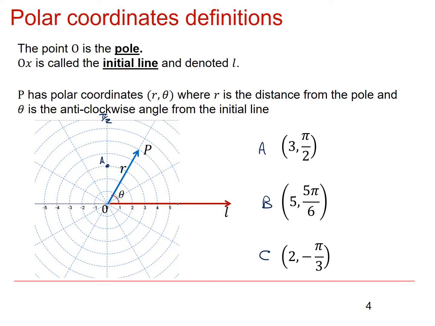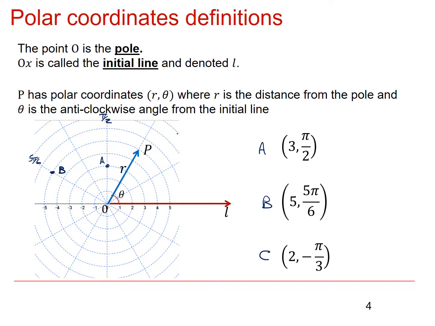So 5 pi by 6, well, that's going to be 3 pi by 6, 4, 5 pi by 6 is going to be over here, and it's 5 units out, 1, 2, 3, 4, 5. So that's B. And finally C, 2, minus pi by 3.